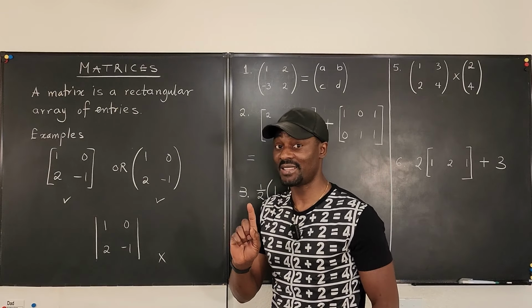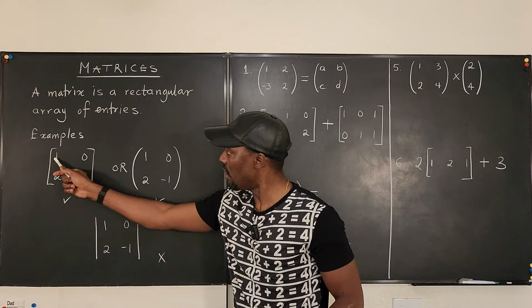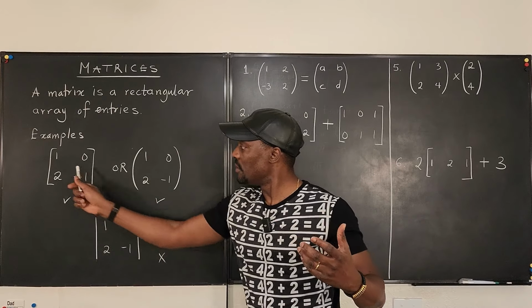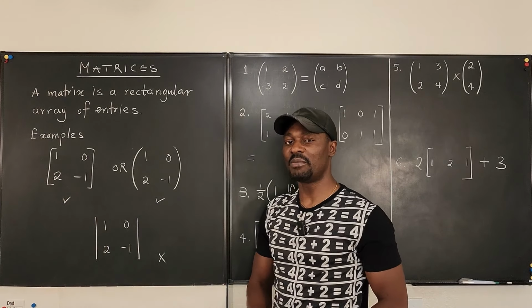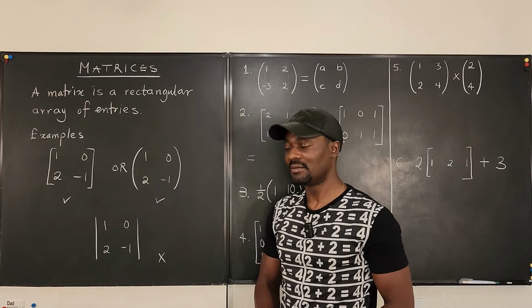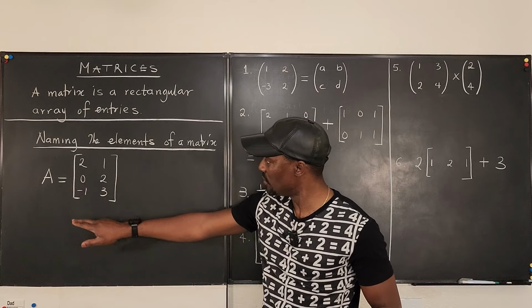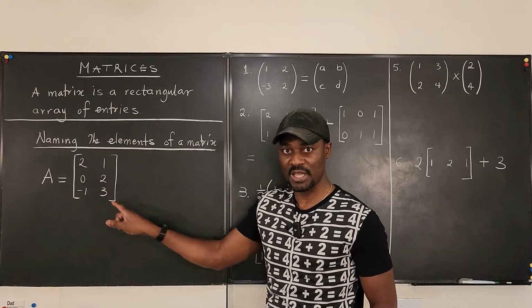Now let's move on to the next thing we need to talk about. How do you name the things that are inside? If I want to tell you that what is 2 in this matrix, what would be the name? Let's see an example. Now we want to learn how to name the elements in a matrix, okay? So I have a matrix here that has the elements 2, 1, 0, 2, -1, and 3. Let's say I want to identify the first 2, because you see there are 2 2s here.